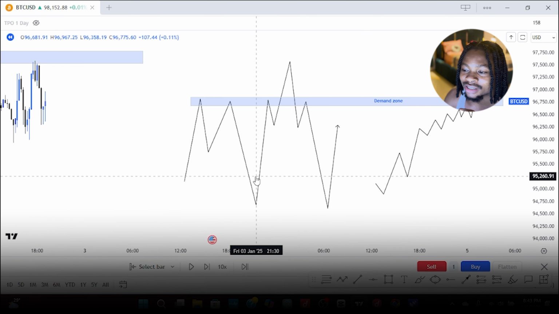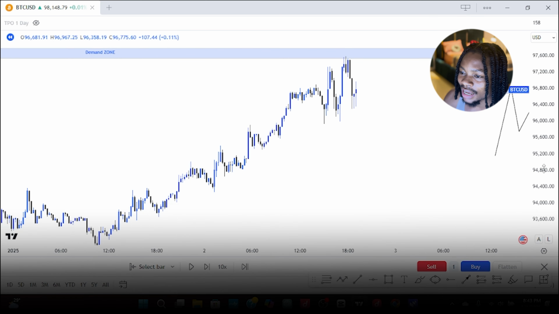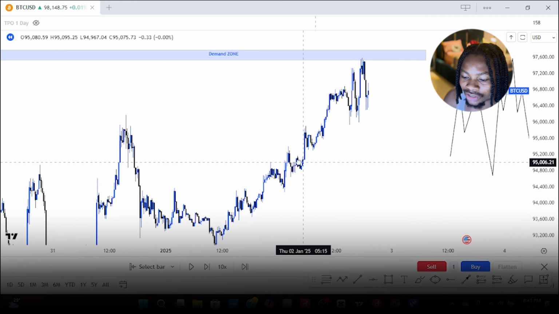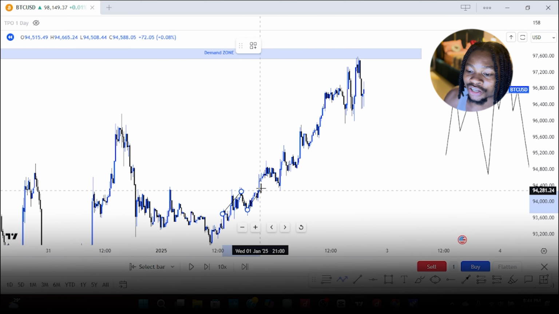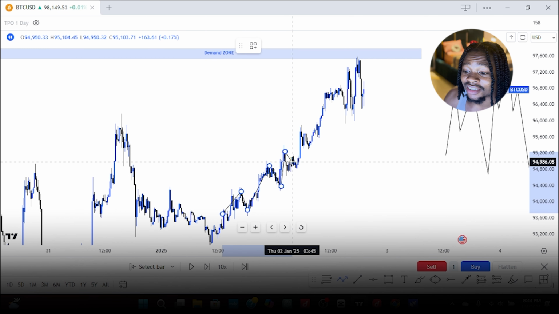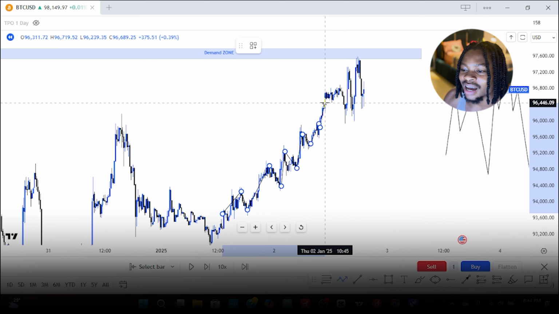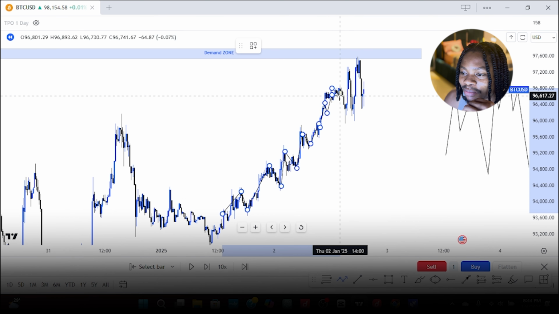So let me show you this thing on the chart right here. Now you can see BTC, while approaching this demand zone, we have this consistency of price moving the same exact way. And then suddenly we start having this rejection right here.